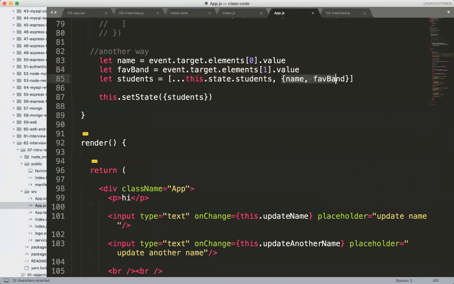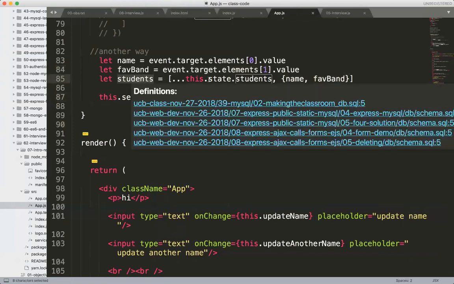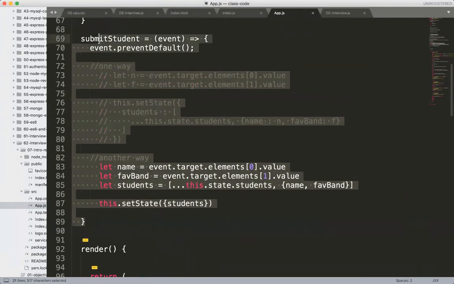And then we're making a brand new element in this array, right? And it's going to have a key with a name of name with a value whatever the variable name is set to. And then we're going to have a key called Fave Band with a value whatever the variable Fave Band is set to. And this is new syntax called object destructuring that allows us to do this right here. And then we take this variable students, we pass it to this.setState, right? And what this is going to do is make a key called students and set it to the variable students right here. And this is how we update the students on the page.